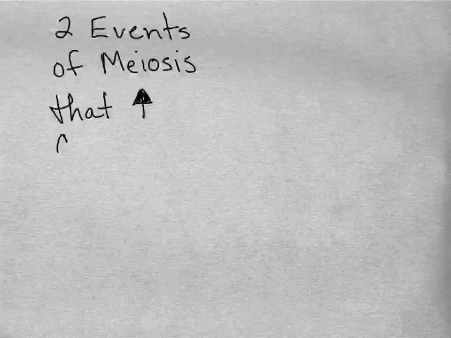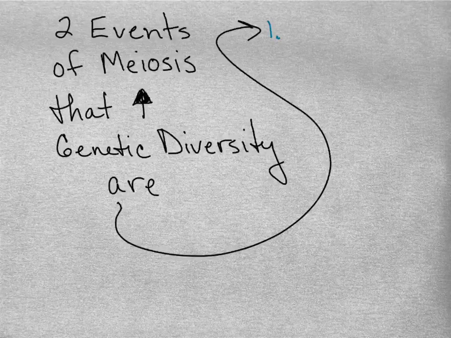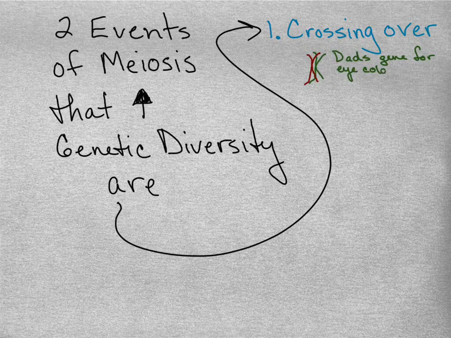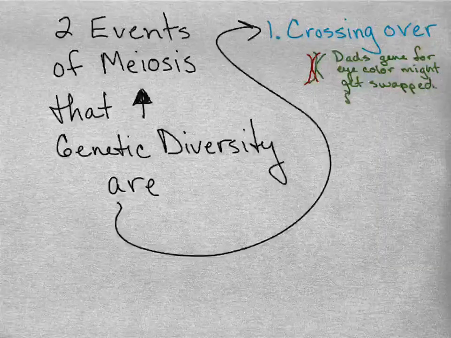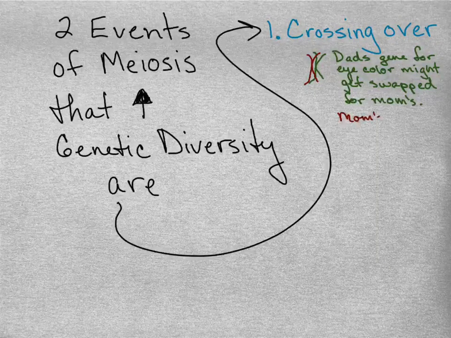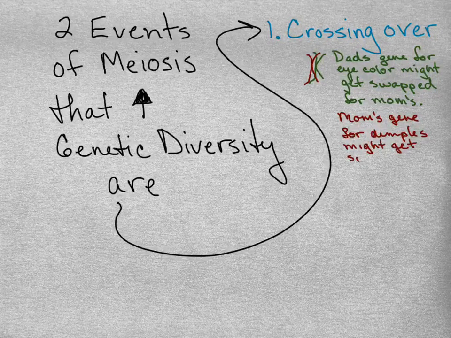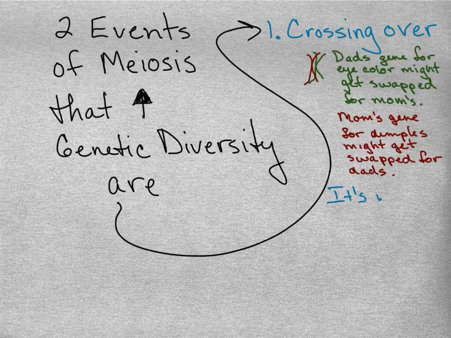All right. So there are two events that happen during meiosis, and they're really important for increasing the genetic diversity in organisms. So the first one is crossing over. And crossing over occurs when two chromosomes that have similar information on them get together and they exchange information. So dad's gene for eye color might get swapped for mom's, and mom's gene for dimples might get swapped for dad's. And it's just a big genetic recombination swap fest.